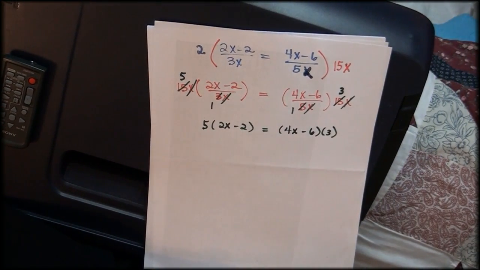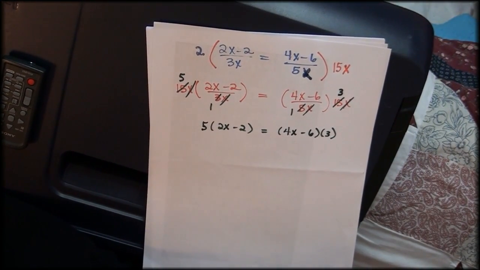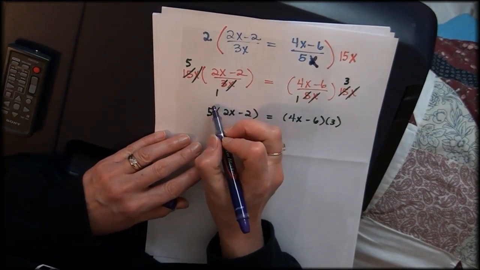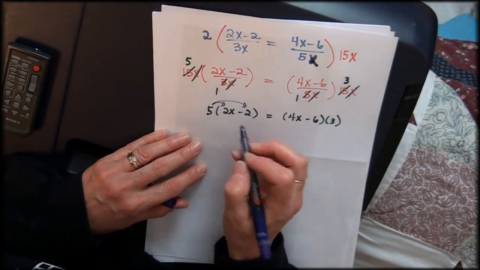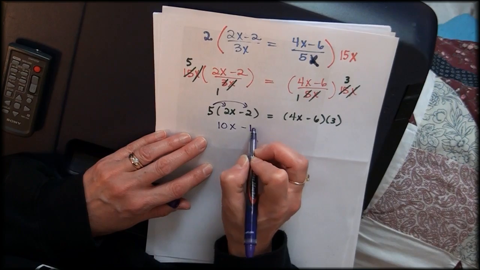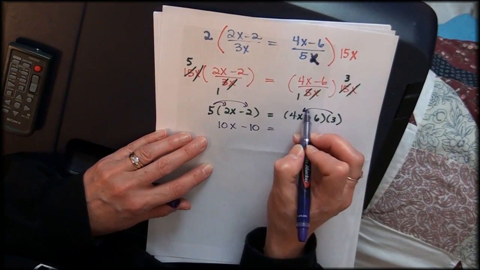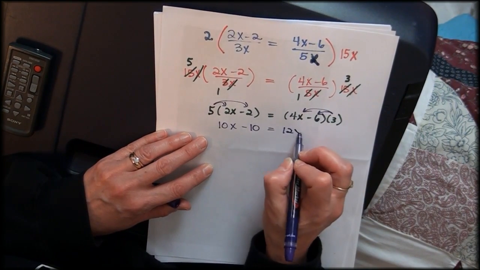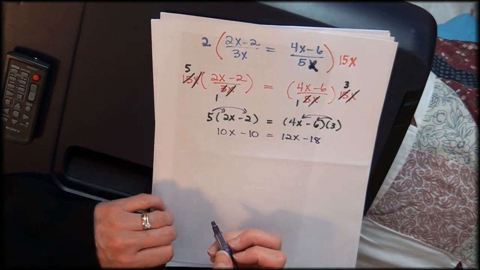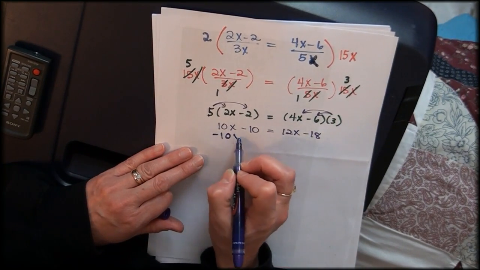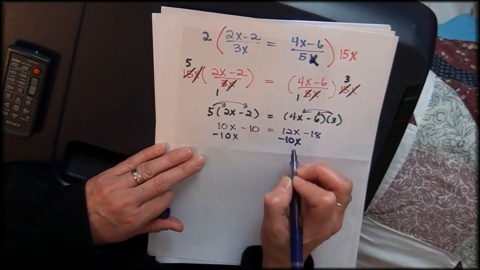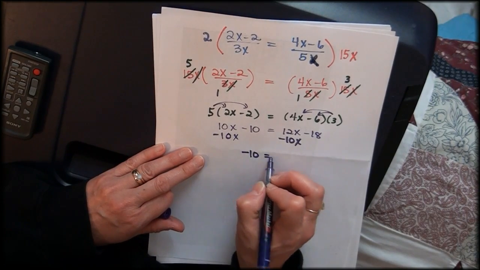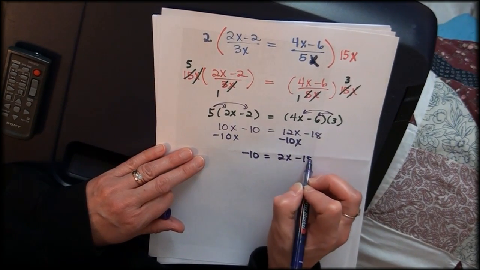That is a very simple equation that we know how to solve. It's pretty easy to deal with. I'm just going to simply distribute my 5 through, giving me 10x minus 10. I'm going to distribute my 3 through, giving me 12x minus 18. Now I'm going to subtract my 10x to try to get all my x's on one side. That leaves me with a negative 10, and on this side a 2x minus 18.